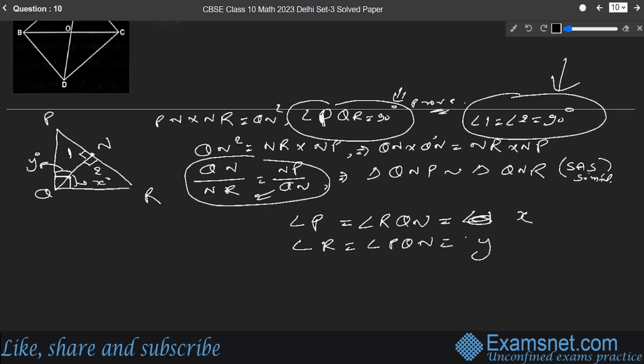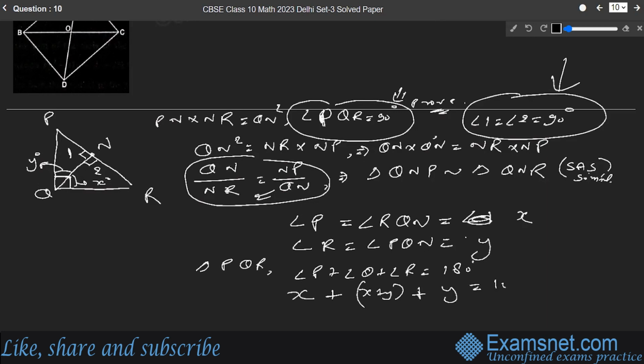Now let us apply the angle sum property in triangle PQR. Angle P plus angle Q plus angle R is equal to 180 degrees. That is the angle sum property. Now, let us write the values. Angle P is X. Angle Q is X plus Y, because angle Q is the sum of X and Y only. That's how we distributed it. Plus angle R has been proven to be Y in the other line also, is equal to 180 degrees.